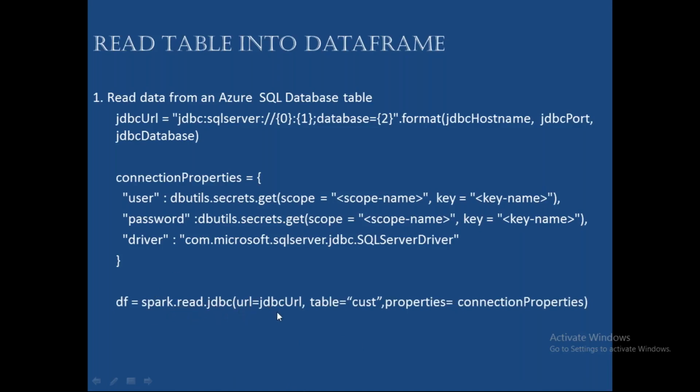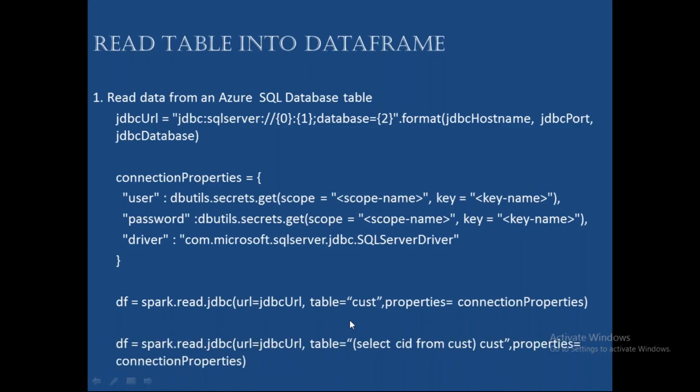spark.read.jdbc, URL equal to the JDBC URL, table equal to whatever table you want to read, properties equal to the connection properties, where I can pass the username and password. Here you are reading the entire table. So I want to read only some part of the data.